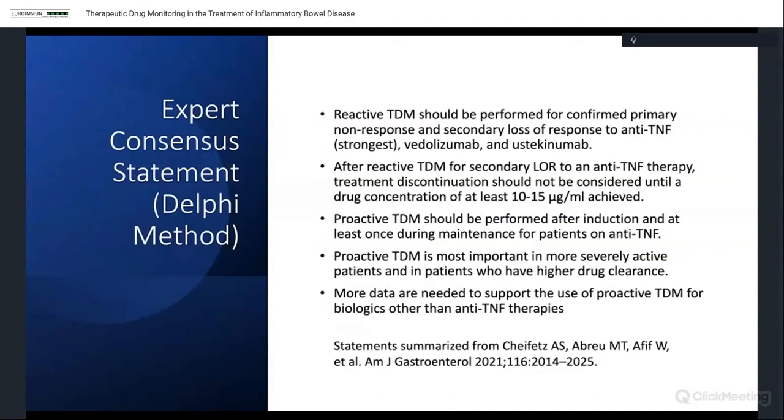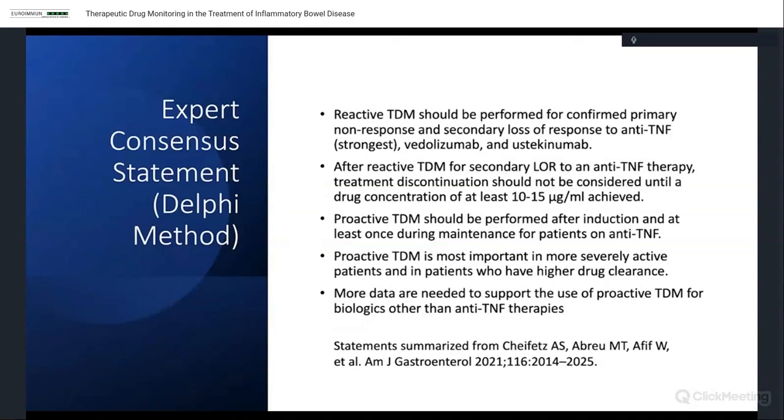Another group got together and used a Delphi consensus method to produce an expert consensus statement. And on this slide, I am paraphrasing and summarizing some of the statements that I think are most helpful. So they felt that reactive TDM should be performed for confirmed primary non-response and secondary loss of response to anti-TNF drugs, and that was the strongest evidence for anti-TNFs, but also for vedolizumab and ustekinumab.